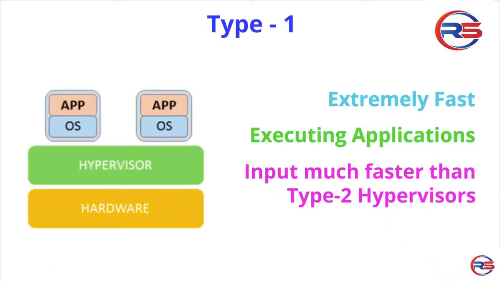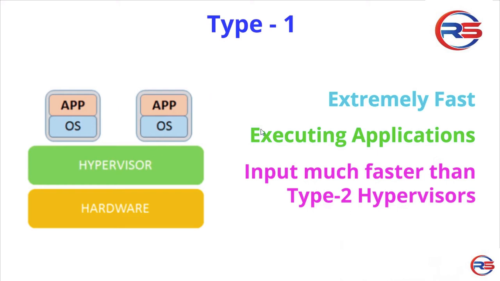There are two types of hypervisors. One is type 1 and another is type 2. Now we will discuss type 1. In type 1, we can see this is the hardware. I mean, this is my machine where I have CPU, RAM, and my hard disk. And over the hardware, I have the hypervisor. And over the hypervisor, I have different kinds of apps and operating systems. I can run Windows, I can run Linux, I can run Mac, any kind of operating system over the hypervisor.